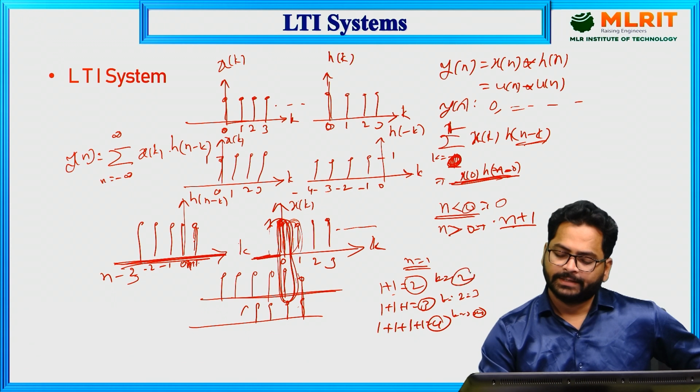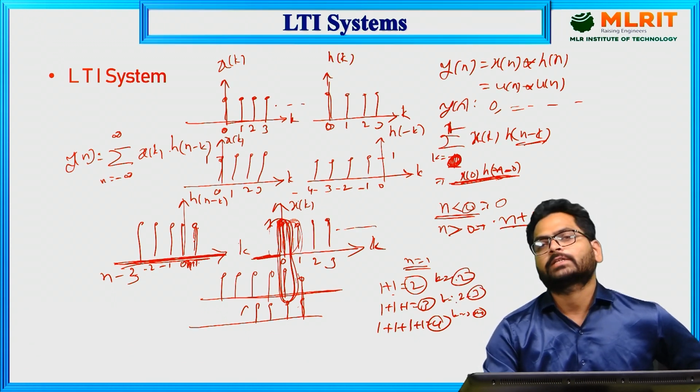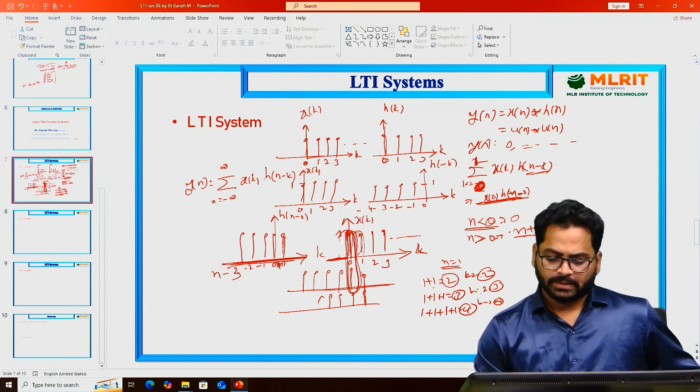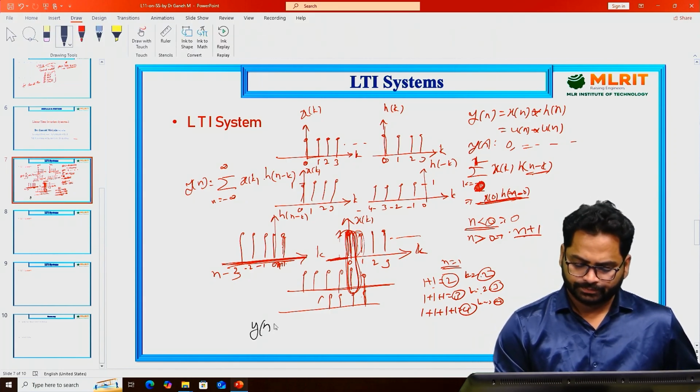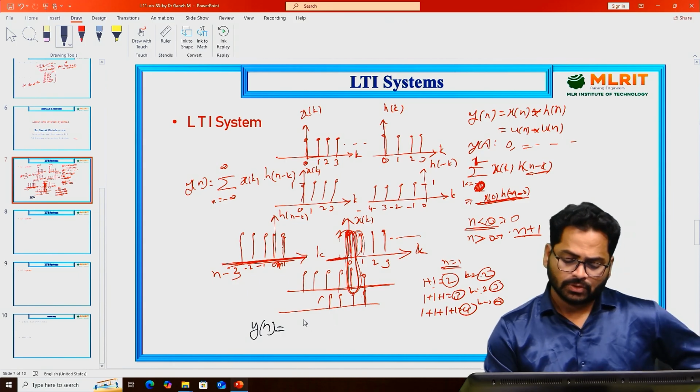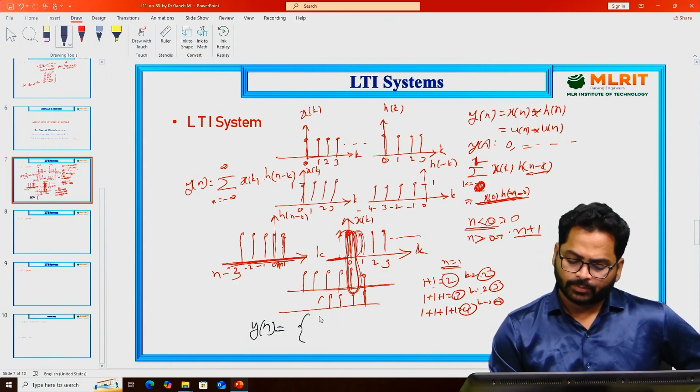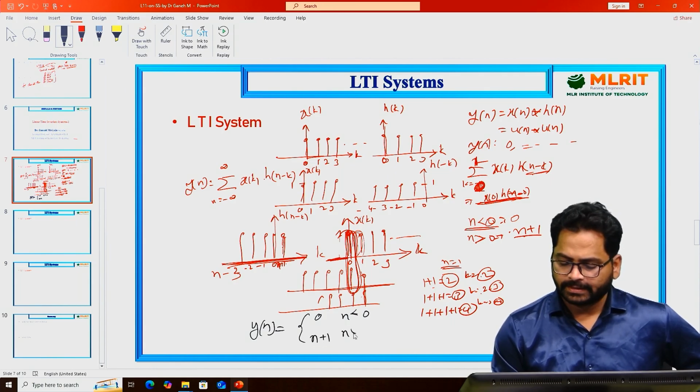Plus 1 we are adding. For k equals 2, you are getting 2. For k equals 3, you are getting 3. That means n plus 1, you are getting the signal. So I can write y of n is equal to 0 for n less than 0 and n plus 1 for n greater than 0.